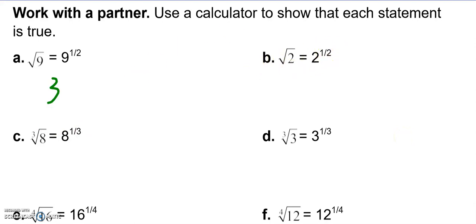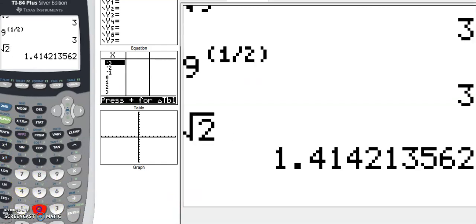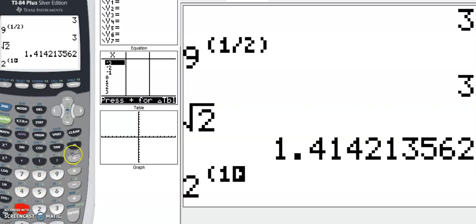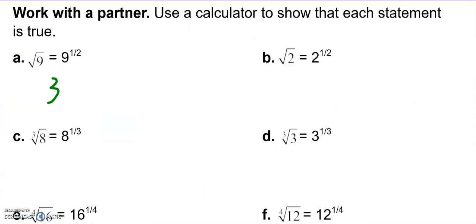Here we're going to do the same thing. So I can do square root of 2, and I can do 2 to the 1/2. And we get the same thing. So we're going to round that to 1.414.